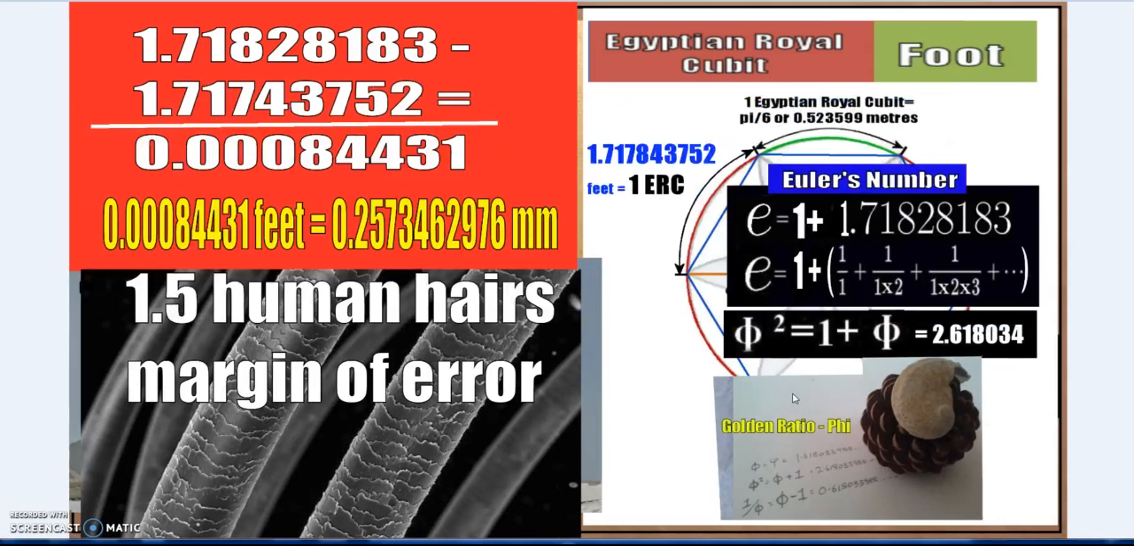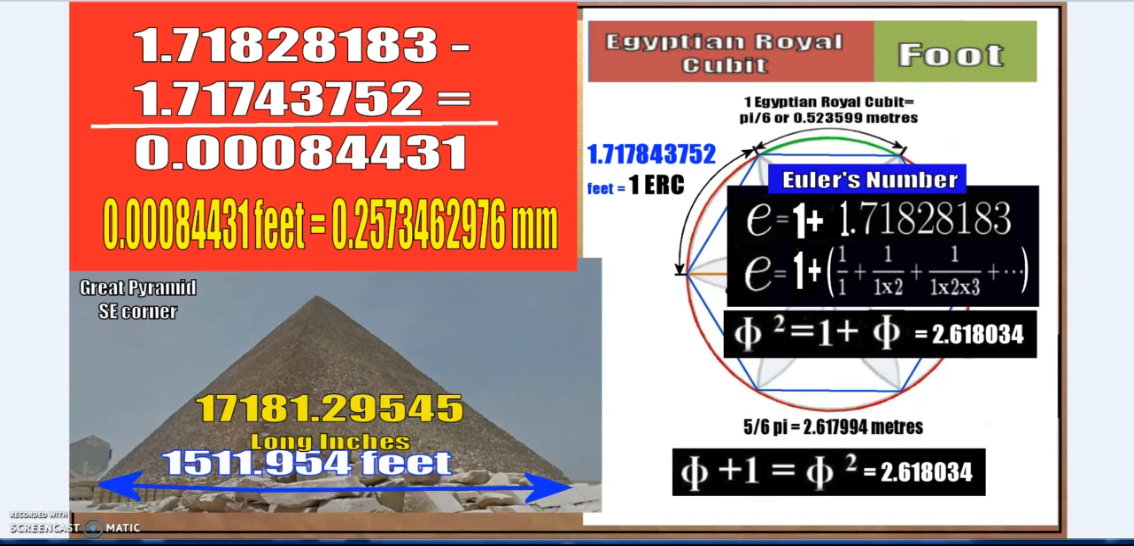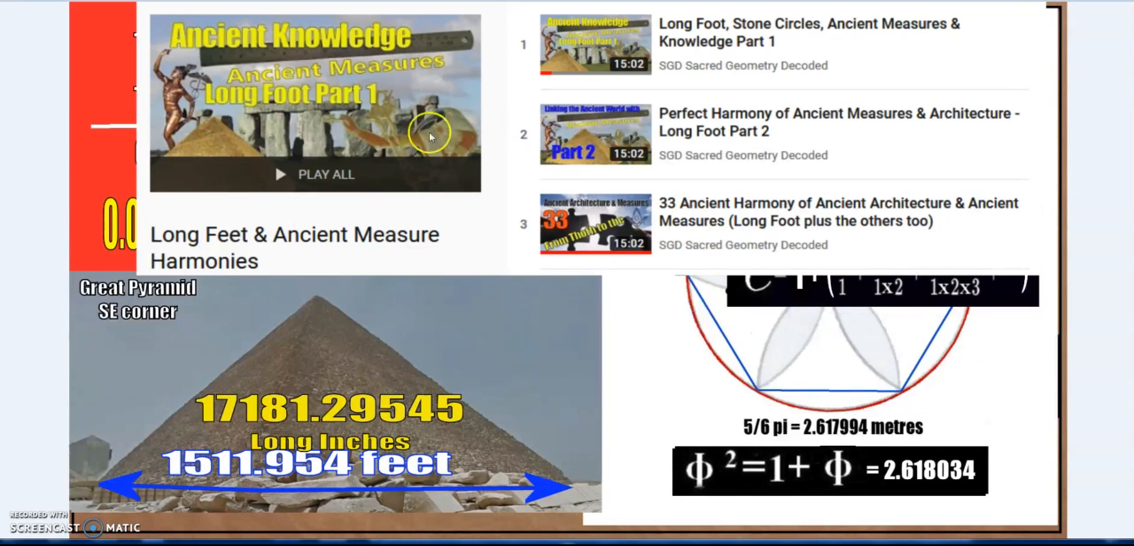Only happens with this number, but also the links in other aspects, such as Euler's number in a relationship between the Egyptian raw cubit and the allegedly modern English foot. So Euler's number, or the number of English feet per Egyptian raw cubit, well, 1,511.954 feet equals 17181.2, etc. long inches. I'll link in the description a series on the long foot and how it is a harmonious point between multiple sets of ancient measure.